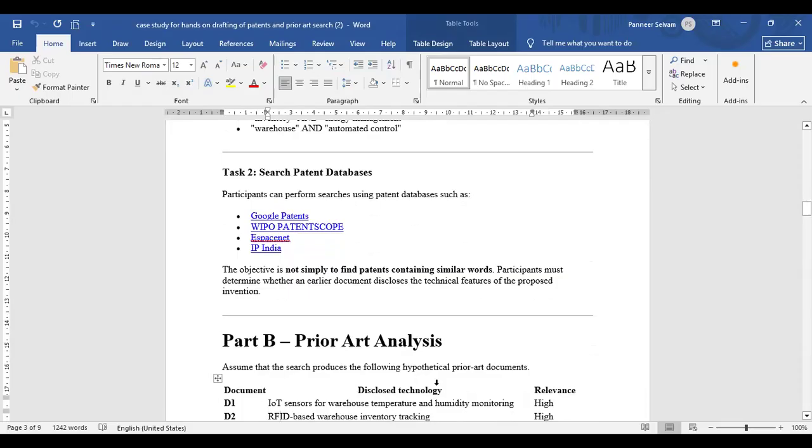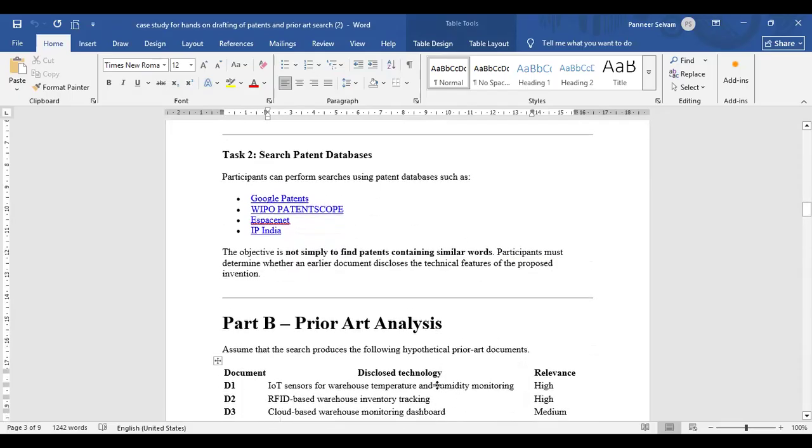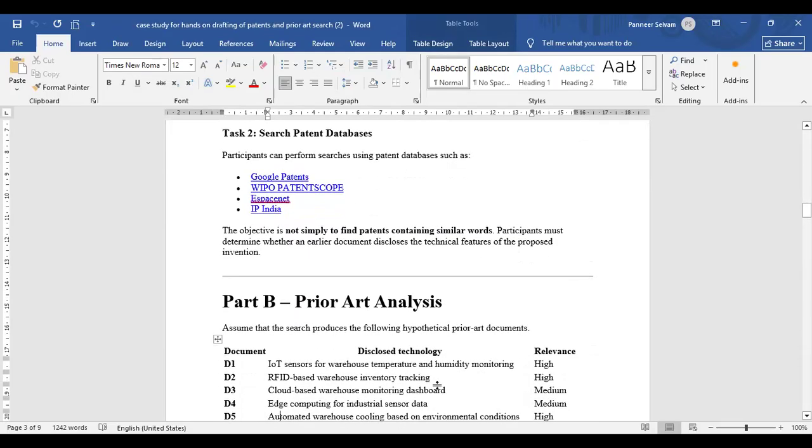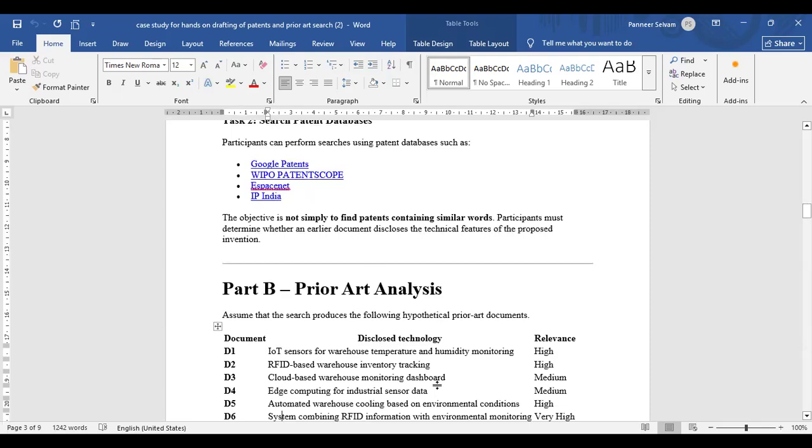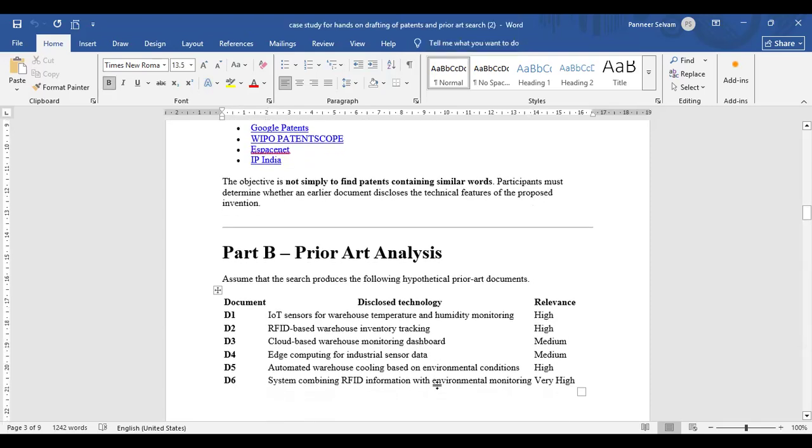For training purposes, our case study provides 6 hypothetical prior art documents. Document 1 relates to IoT sensors for warehouse temperature and humidity monitoring. Document 2 relates to RFID-based warehouse inventory tracking. Document 3 relates to a cloud-based warehouse monitoring dashboard.